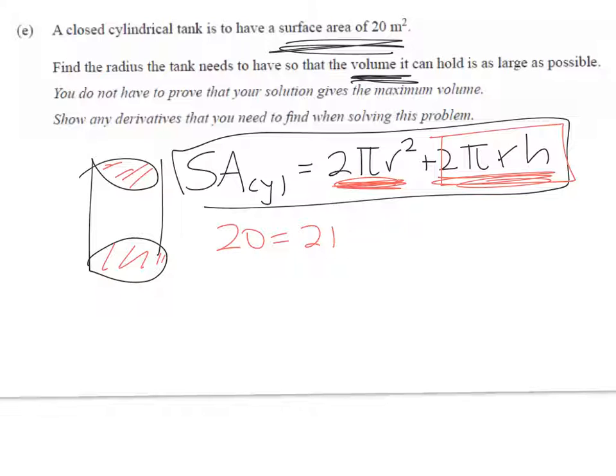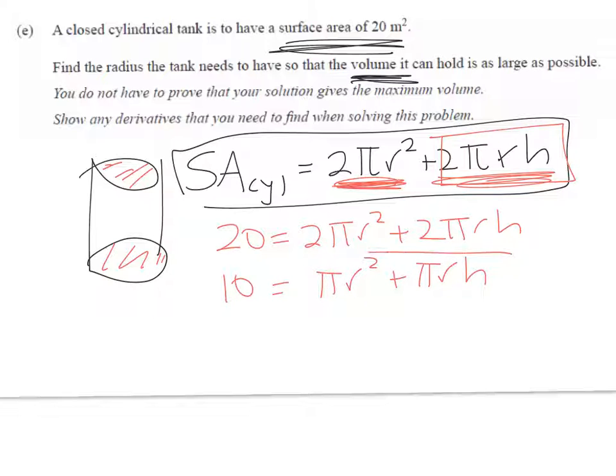So 20 equals 2 pi r squared plus 2 pi r times h, divide through by 2, 10 equals pi r squared plus pi rh. Right, so put that to one side, just as if you're baking a cake or something. And now look at the next bit.